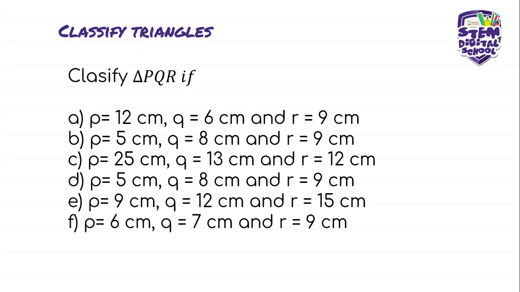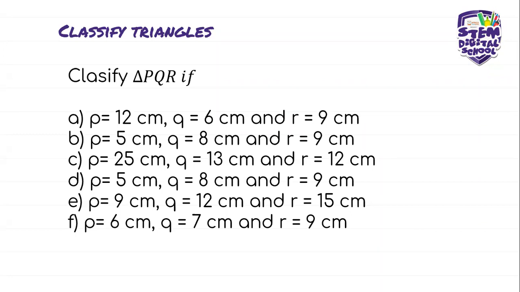Now, I've got an activity here which I spoke about, which I wanted to give you. And then we have got a triangle PQR. And of course, in A, we are told that P is equal to 12 centimeters and Q is 6 centimeters and R is 9. So we need to classify these triangles.